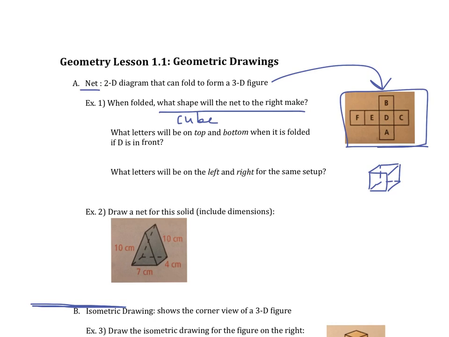So then the question is, what letters will be on the top and the bottom if D is the front? So if this is the front of our figure, what two letters would be the top and bottom when it got folded up? And that would be, if you see it, great. If D is here, then on top would be B, and the bottom would be A. So top and bottom would be B and A. And then what letters would be on the left and the right side? That would be E and C. Okay, hopefully you can see that. If you don't, I will go over it more with you once I'm back in class.